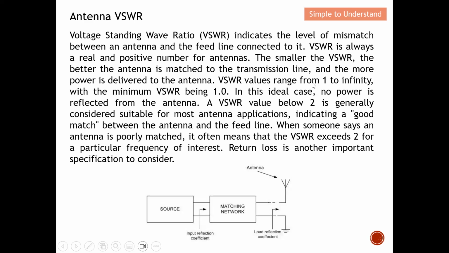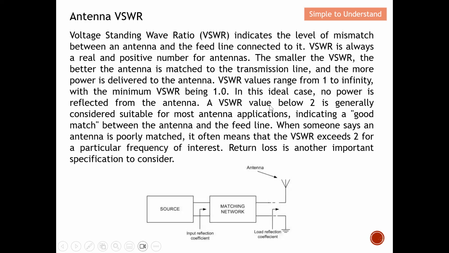So, as I mentioned here, the key idea is to have the VSWR as close to 1 as possible. But keep this in mind, 1 will be the minimum number. It cannot be 0.9, etc. So 1 is the minimum number. In this case, no power is reflected from the antenna, which means that when VSWR equals 1, all the power will be forward. No power will be reflected from the antenna.